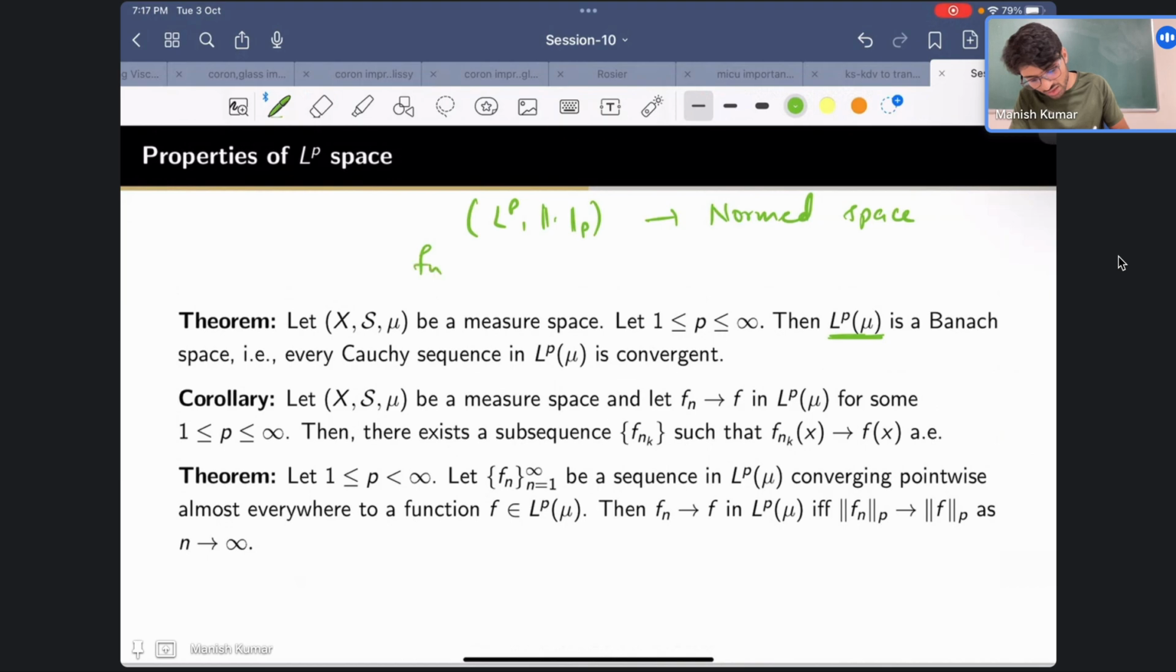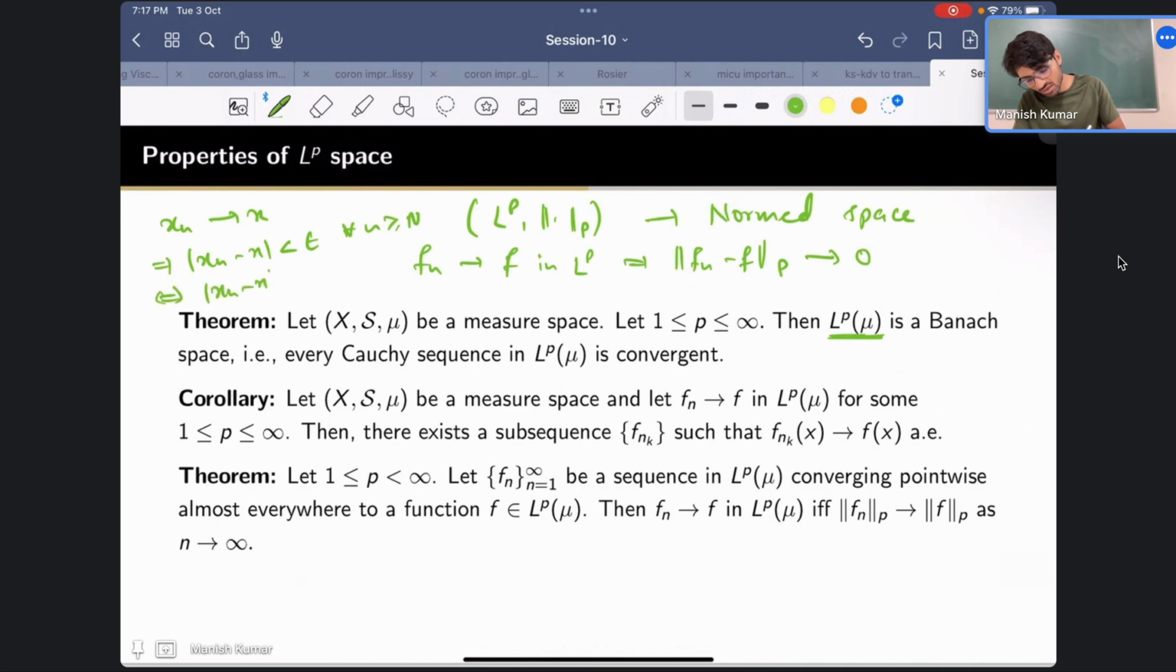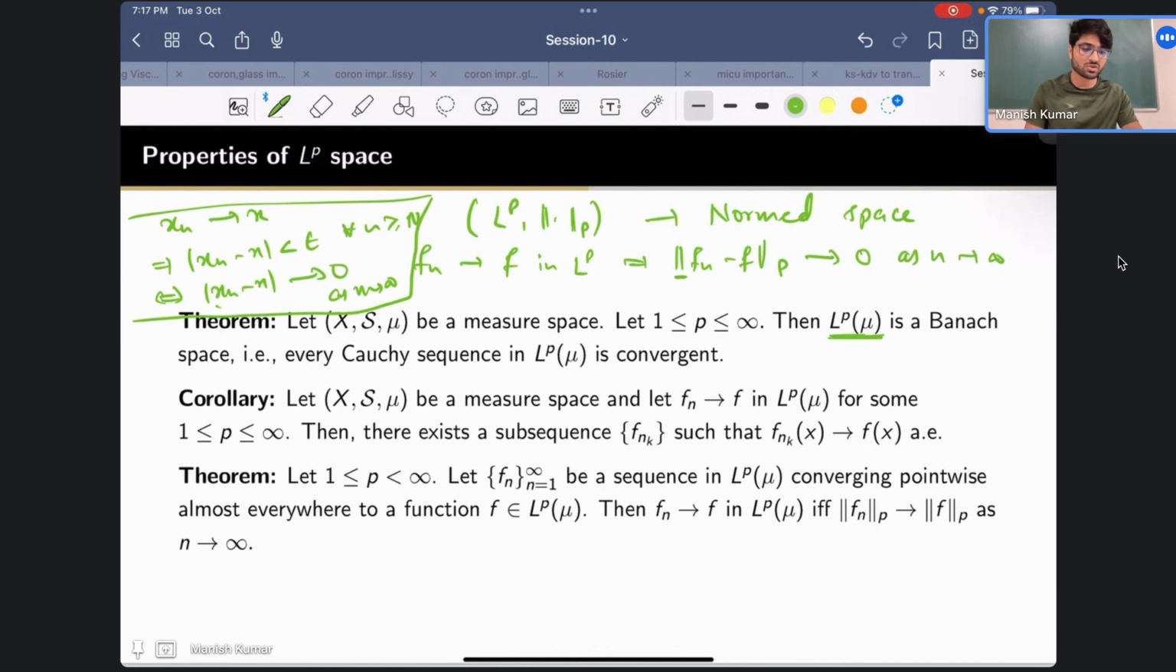Now when I say Fn converges to f in LP, this means that the P norm of Fn minus f is converging to 0. You remember that Xn converges to x means that mod of Xn minus x is less than epsilon for n greater than or equal to N. In other words, it means that xn minus x converges to 0 as n goes to infinity. This is what it means for real sequences, right? Here this mod is replaced by this norm, and it is a similar thing. In a similar way you can define Cauchy sequences as well.